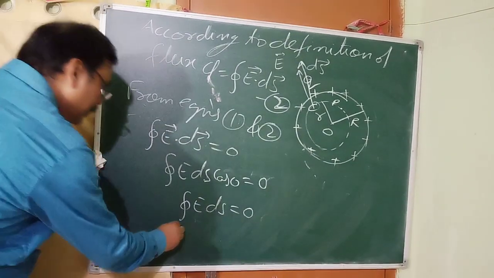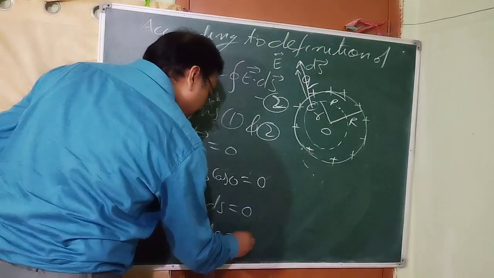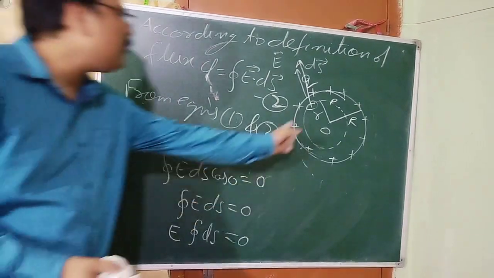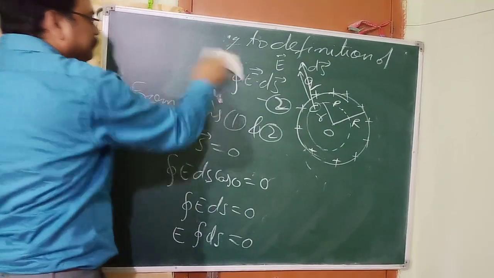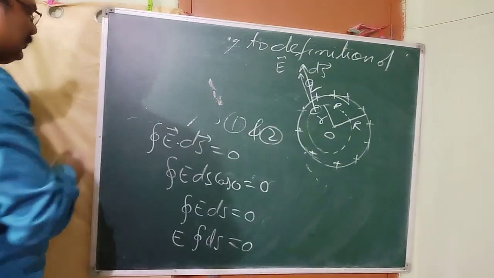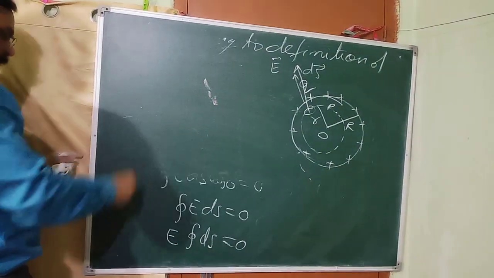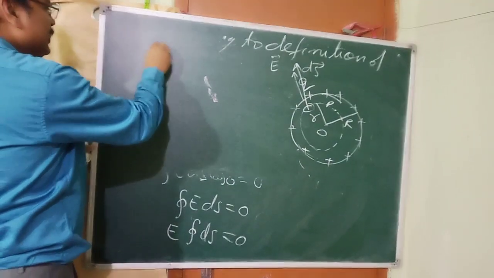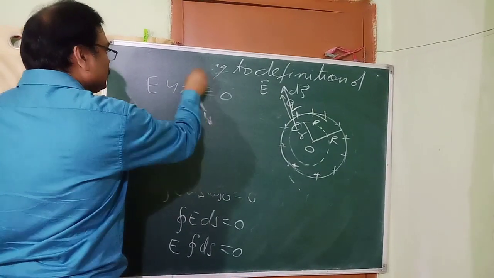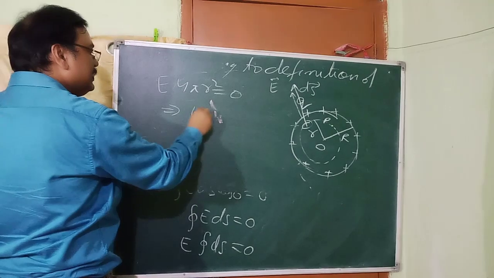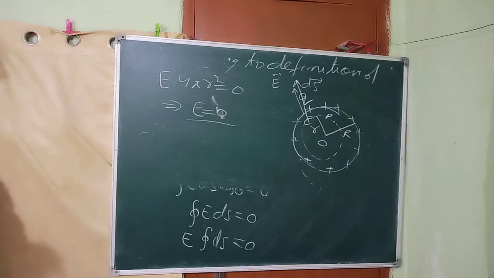Now see, E we can take out, and integration of ds will give us the area of the full surface. So what we get from here is E times 4 pi r square equal to 0. This can't be 0. So obviously this implies E is equal to 0. So the electric field inside the spherical shell is 0.